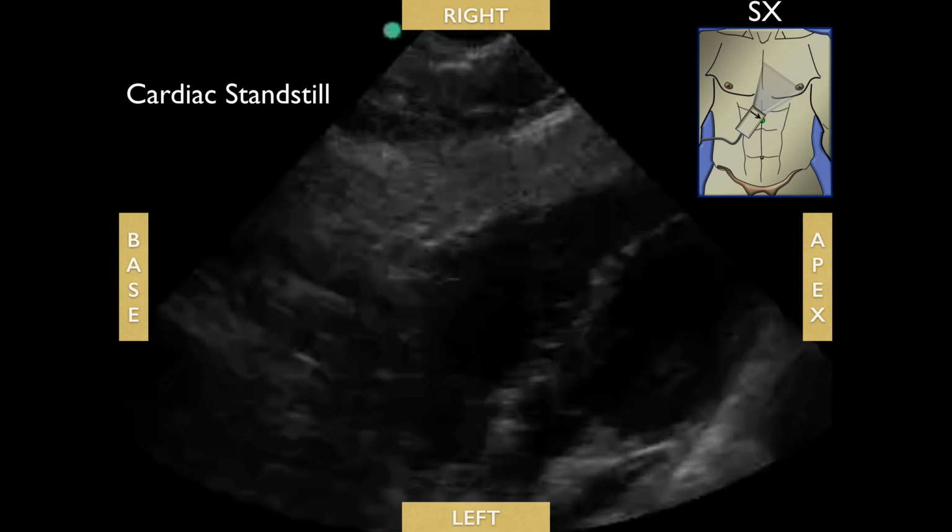And cardiac standstill has been associated with basically almost 100% mortality in a code setting, unless the patient is hypothermic or has certain specific drug overdoses. But for the most part, if you see cardiac standstill for a code, for cardiac arrest, almost never do they have return of spontaneous circulation.